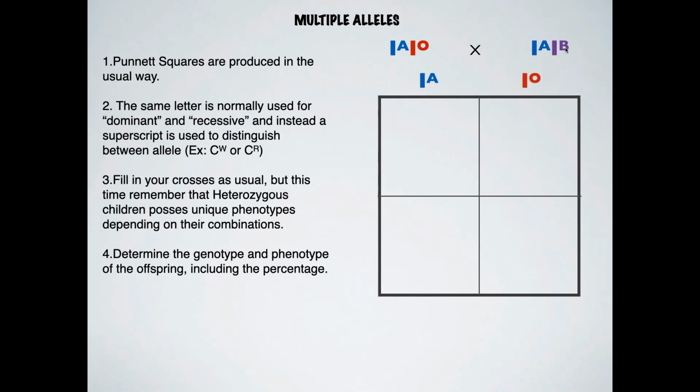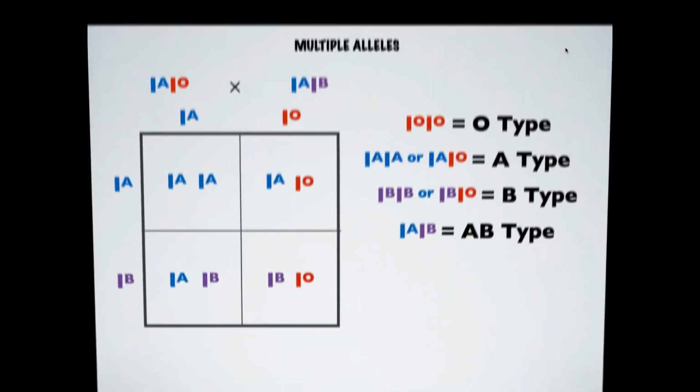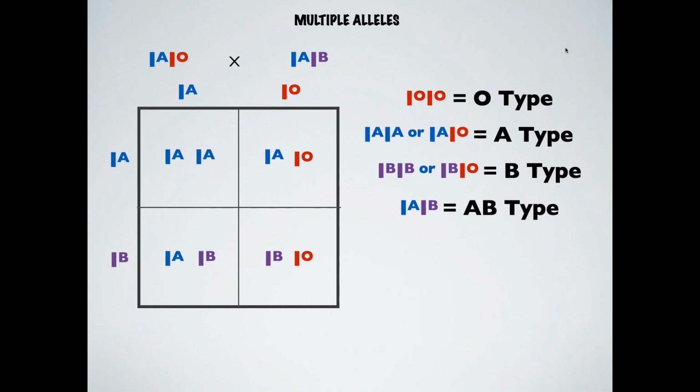So we still split up everything like this. We still go column by column and row by row. And so what exactly is the breakdown for this? Again, you wouldn't really know unless they gave you a chart. So here is our chart. If you have this, you're O type. If you have this or this, you're A. This or this is B. This is AB.